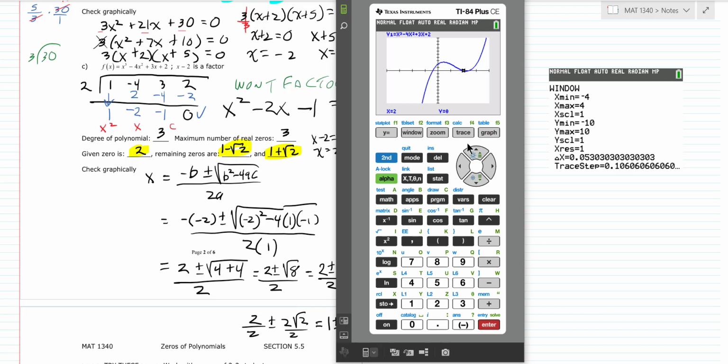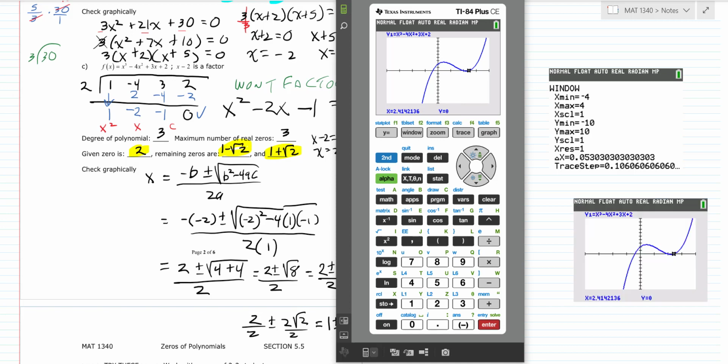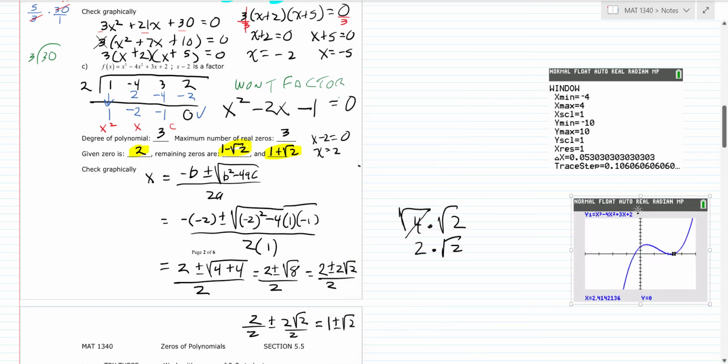Now you can also trace these out. You can go trace 1, subtract, square root of 2, and that's a 0. So that's right, that's that one. The other one would be 1 plus the square root of 2, and that would be this 0. Okay, so yeah, everything is checkable and verifiable on your graphing calculator.